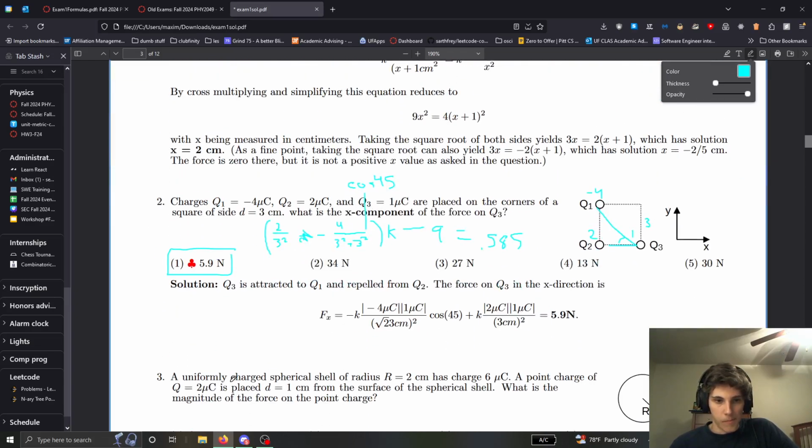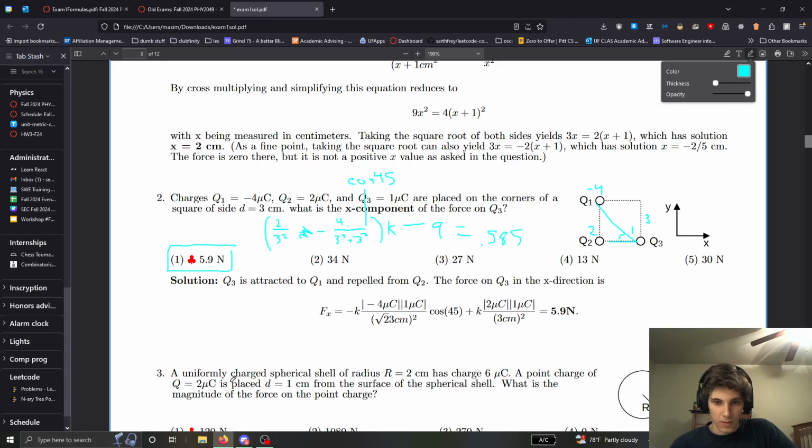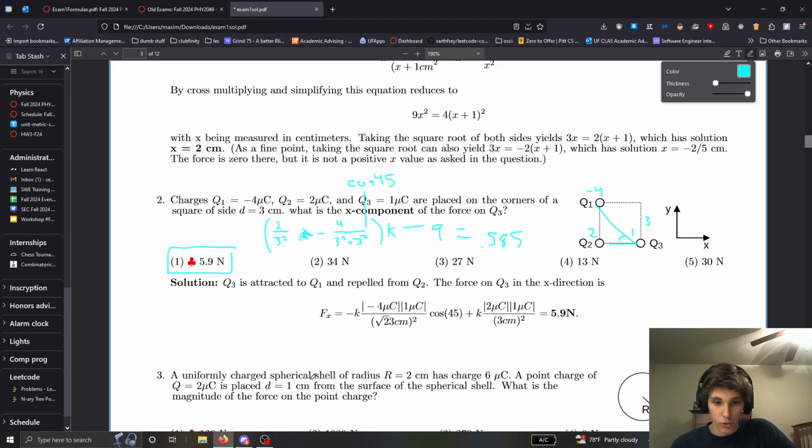Okay, number 3. So we have a shell, which instantly should kind of bring the shell theorems to mind. Radius 2 and a charge were placed from it. What's the magnitude of the force on the point charge? For anything that's outside a sphere, we can just model the sphere as a point charge with the same charge, which would be 6. Its R here is 2, and it's got a D of 1. And at this point, it's just Coulomb's law, 2 point charges.